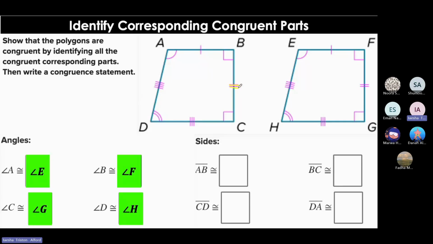You have to see here, you have two lines. C here, you have two lines. So B with F and C with G.